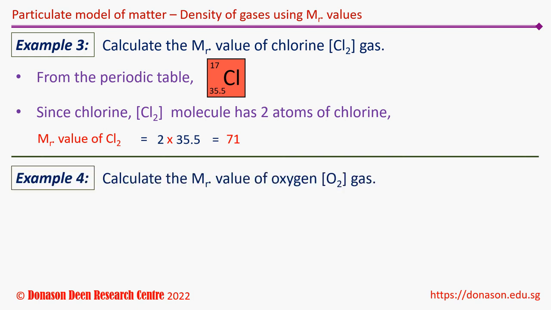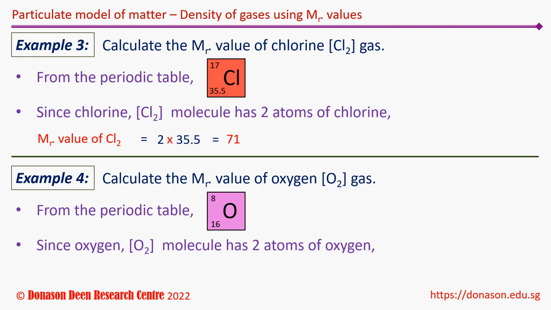Let's look at another example. Calculate the MR value for oxygen gas. From the periodic table, once again, for oxygen there are 2 numbers, one is 8, the other is 16. Of course, 16 is the relative atomic mass. Since oxygen is also a diatomic molecule, it has 2 atoms of oxygen per molecule. So the MR value for oxygen would be: because there are 2 atoms, we take the 2 and multiply that by the relative atomic mass of oxygen, that's 16. So twice 16 works out to 32.